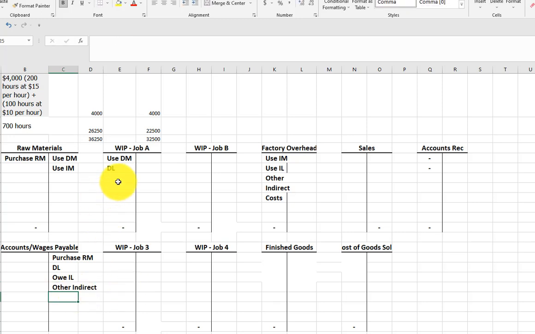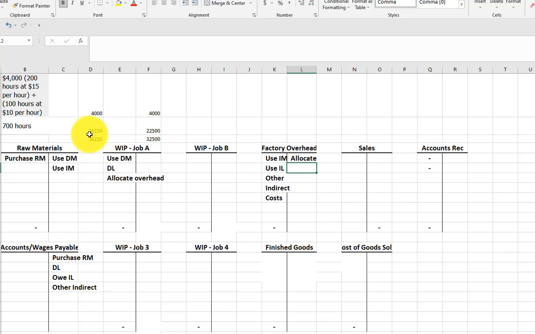And then at some point, either at the end of the month, end of the year, or when we finish the job, however we choose to do this, we're going to allocate overhead. That's going to be a debit to this job, and each job for that matter, and a credit to factory overhead.